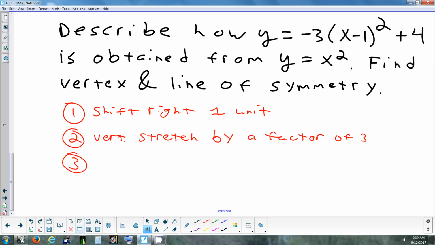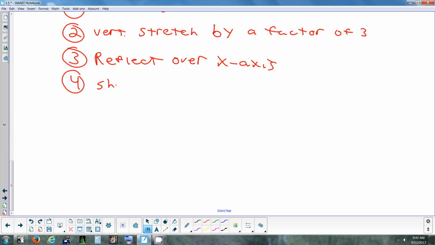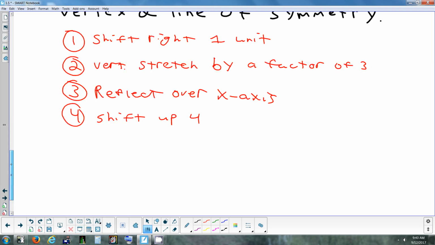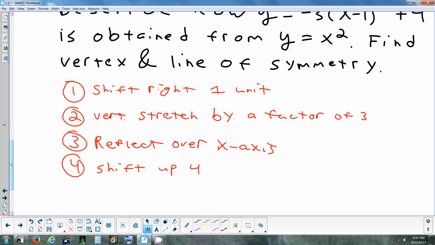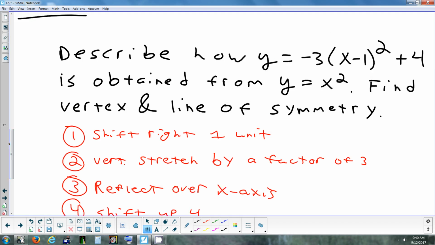Okay, how about the negative in front of the 3? We saw one earlier, a couple with negatives. Jane? That's going to reflect over the x. And then the last thing is the plus 4, which is a shift up 4. So this problem pretty much illustrates all the different transformations you could have except for a reflection over the y-axis, which could have happened if I did something like that, putting a negative on the inside parentheses.